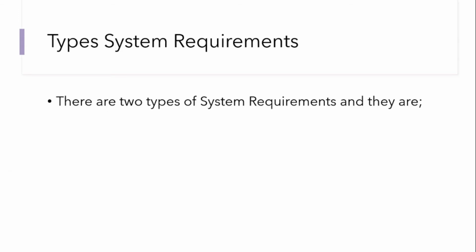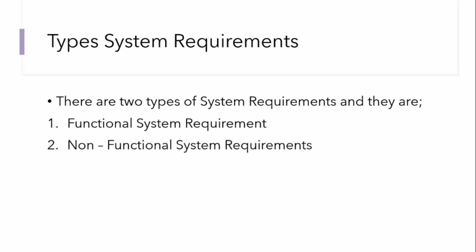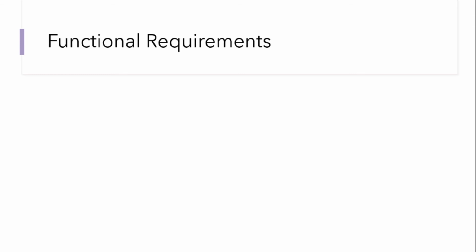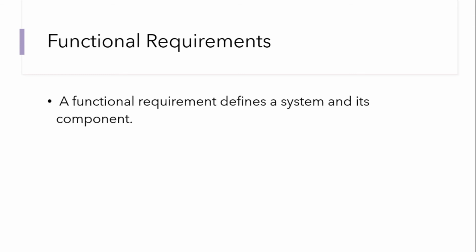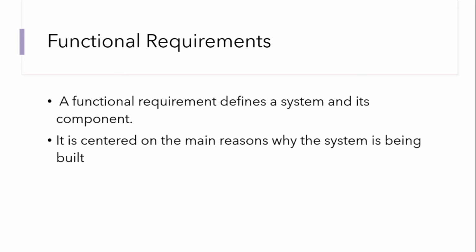Now, with system requirements, there are two types: the functional system requirements and the non-functional requirements. Let's move on to look at what a functional requirement is. When we talk of functional requirements, a functional requirement defines a system and its components. It is centered on the main reasons why the system is being built.